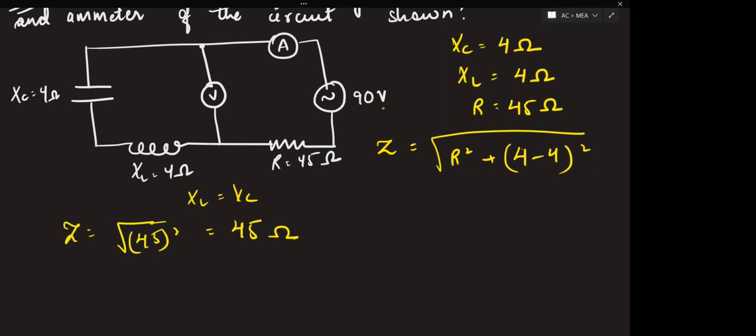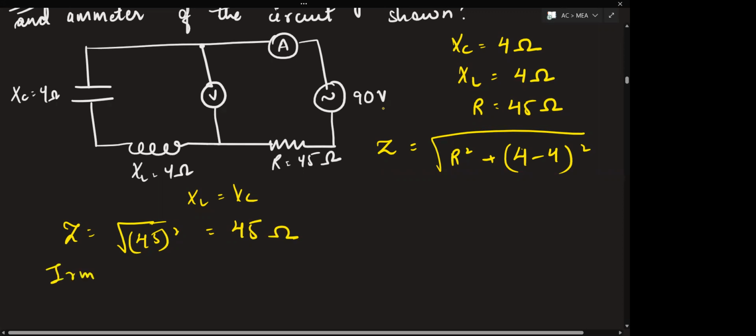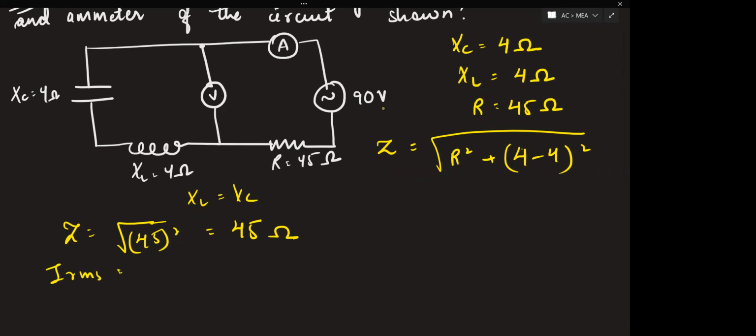Because this got cancelled. Now, for IRMS, the value of the ammeter will be what? Alternating current, IRMS value. So IRMS will be ERMS divided by Z. ERMS is 90 volts. 90 divided by 45 gives you 2 ampere.